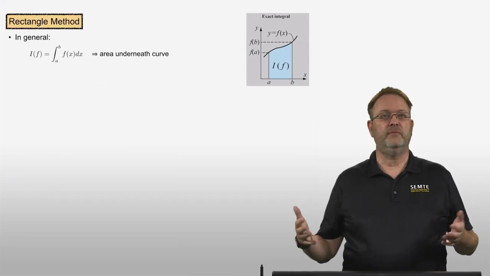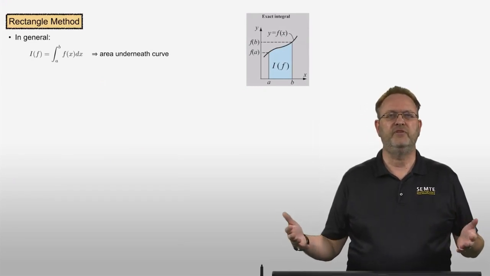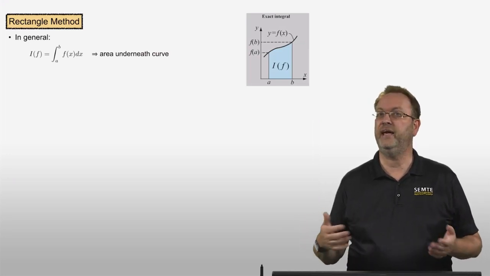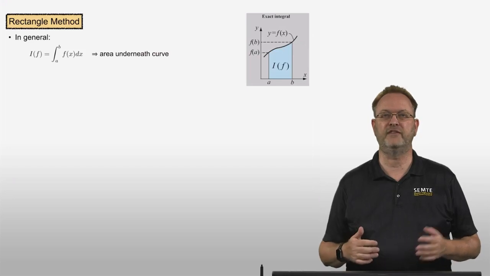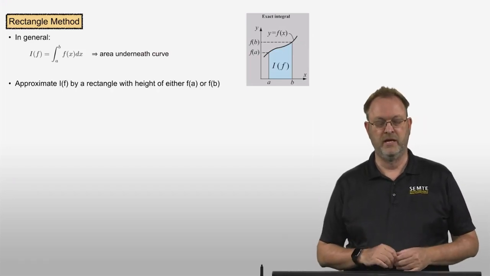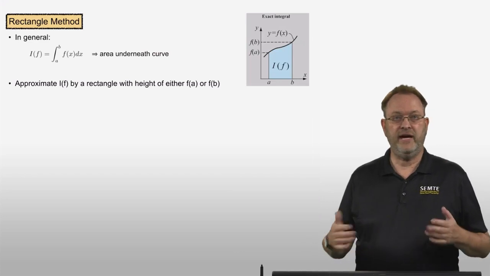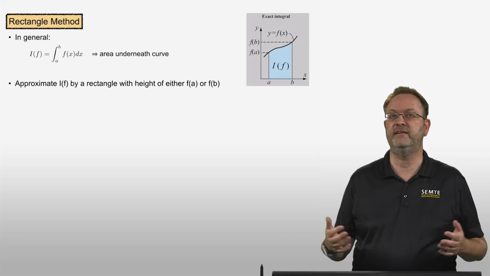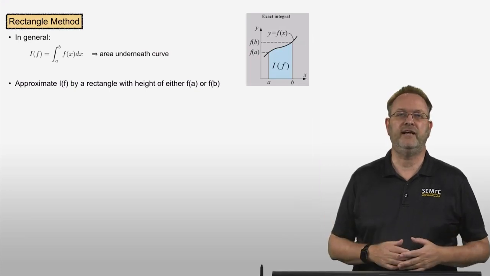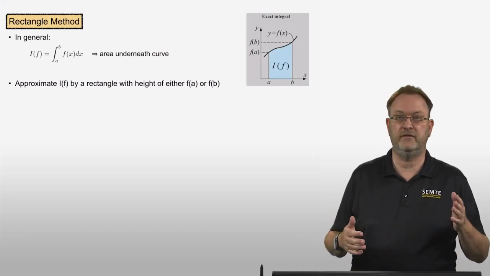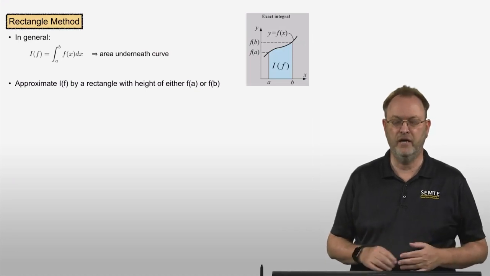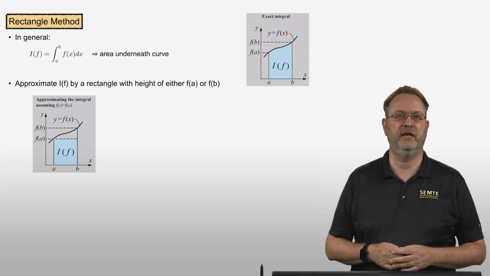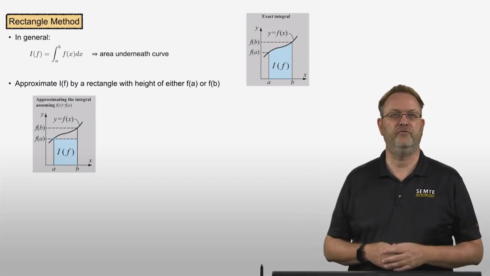So we talked about what the integral really represents geometrically, right? The integral of a function f of x from a to b is the area underneath the curve f of x going from a to b. Now, the rectangle method approximates this area by a rectangle. And the height of that rectangle will either be the function value at the beginning of the interval, so f of a, or the function value at the right end of the interval, which would be f of b.